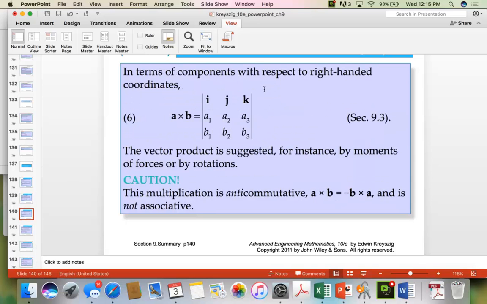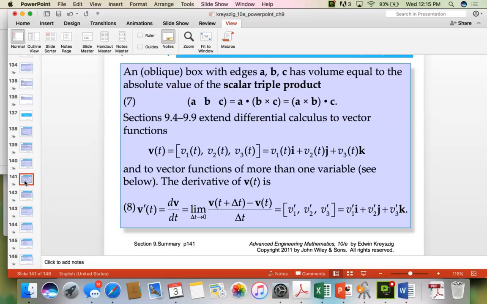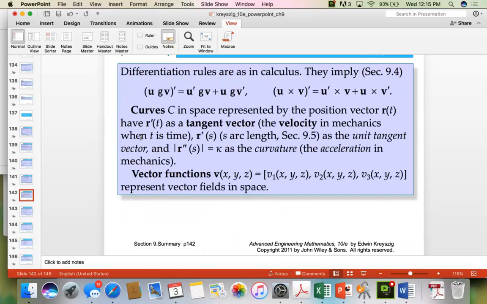We talked about the cross product. We said the cross product is not commutative, so A cross B does not equal B cross A. We talked about the triple product. We then extended differential calculus to vector functions and defined the derivative of a vector, in this case with respect to time. We looked at some of the different differentiation rules in calculus that apply to vectors as well. We did not talk about curves in space.